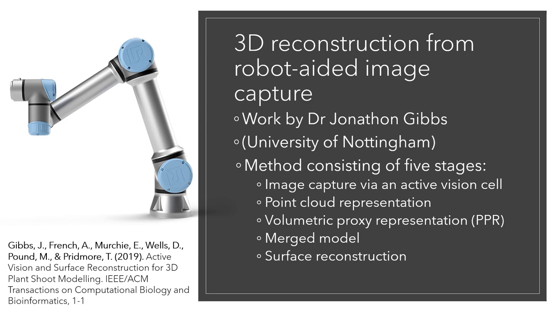So that was one method, and it was the sort of more manual method for creating these 3D models. But the second method is an active vision approach to plant reconstruction. And active vision is the process of automatically capturing images of an object or an environment using a set of rules. And this process was created by Dr. Jonathan Gibbs, also based at the University of Nottingham. And it consists of five different stages.